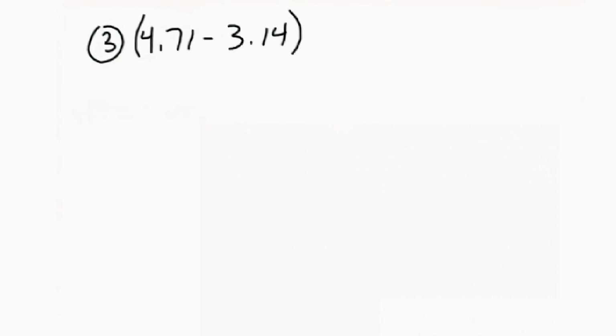And one more example here, and we have a 4.71 minus 3.14, that's in brackets, plus 9.2 times 3.1. So I have to do my brackets first. So I'm going to do a 4.71 minus 3.14.